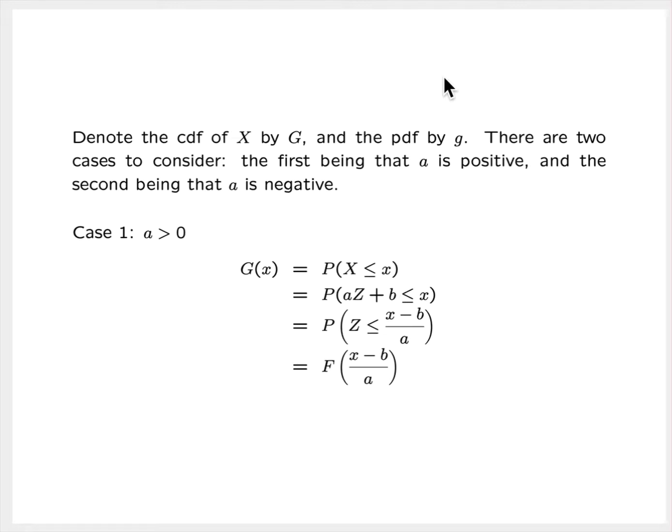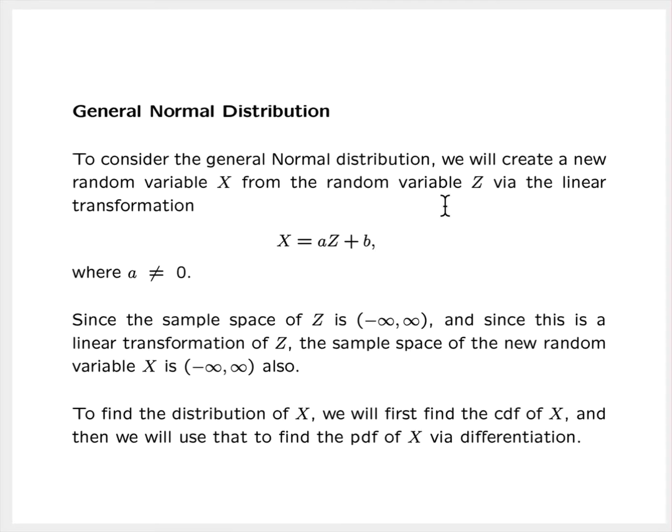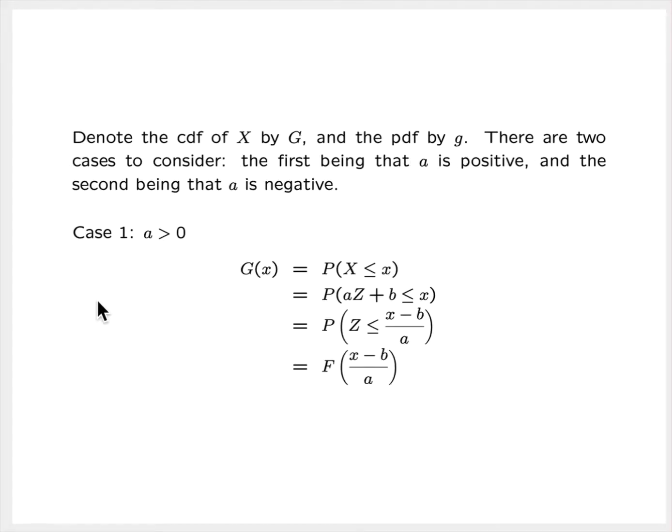Now, there are actually two cases to consider in this setup, and the two cases depend on the sign of a. Remember, we said that a is any non-zero real number, so a could be positive or a could be negative. We're going to first consider the case where a is positive. So the CDF of x, evaluated at a real number little x, is by definition the probability that the random variable x is less than or equal to the argument little x.